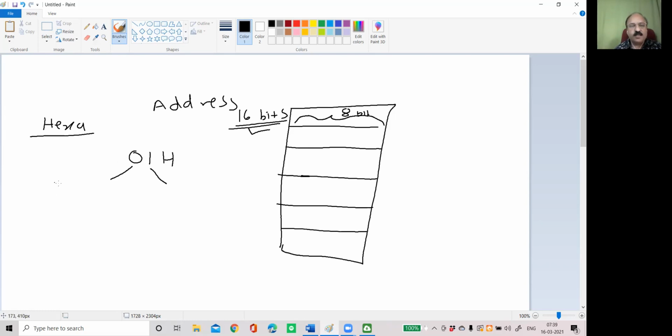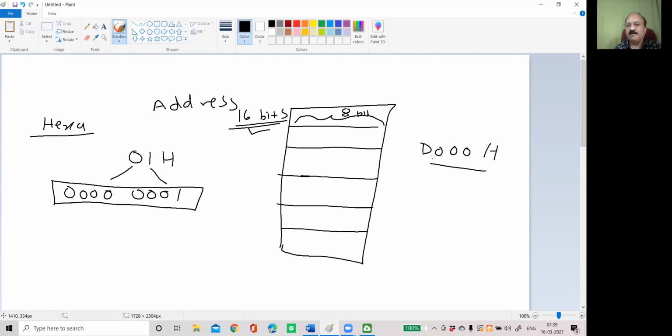What is the binary representation of 0? 0000. What is the binary representation of 1? 0001. So if you combine this, it becomes 8-bit data, that is 00000001. So whenever you see 2 digits with H, the length of that number will be 8 bits. And whenever you see, say, D000H, how many bits are there? These first 2 digits will be 8 bits. And these second 2 digits will be 8 bits. So it will be 16 bits.